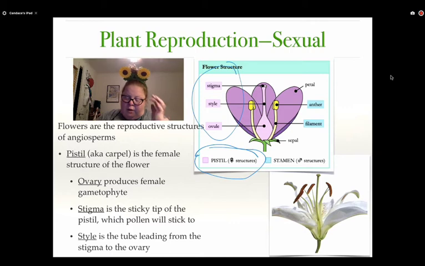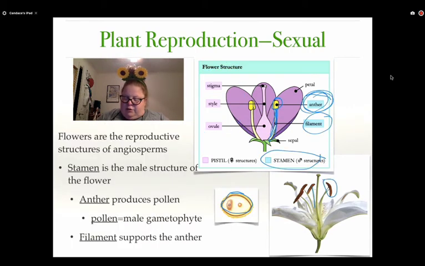All right, one of the things I forgot to say, let me go back real quick: this is the anther here at the top, and this is the filament. The two together, this structure, is called the stamen, which I think I can remember because it says men, and this is the male reproductive structure, okay? So together, those are called the stamen. The stamen is made of the anther and the filament.